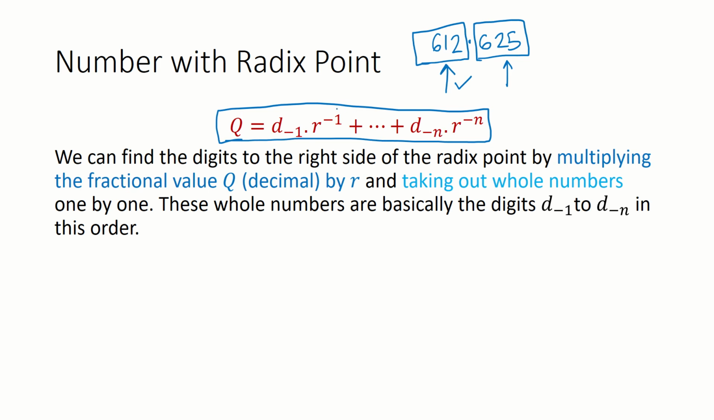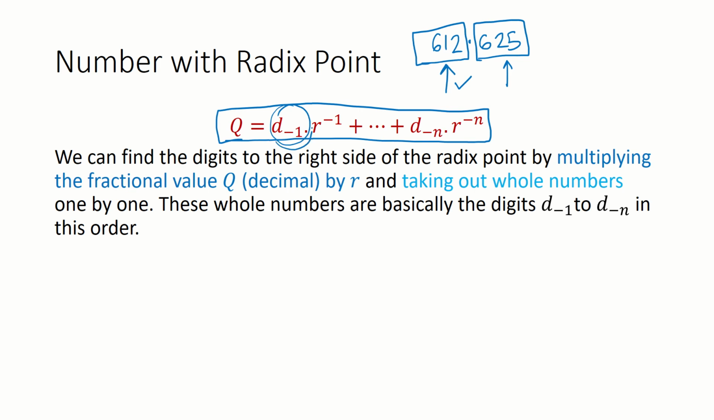So, if we multiply with r instead of dividing, then what will happen? This d minus 1 will come out. Coming out means you will get a whole number, and the rest part will still be fractional. So, when we multiply with r, you will get a whole number part and a fractional part.